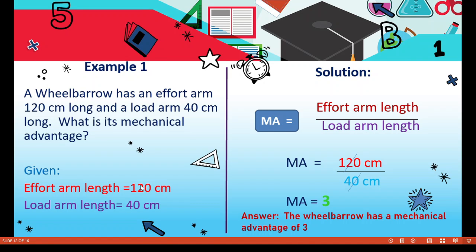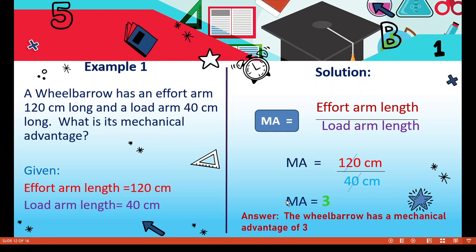Effort arm is 120 centimeter and load arm is 40 centimeter. So the formula for mechanical advantage, MA, is equal to effort arm by load arm. So effort arm 120 centimeter, load arm 40 centimeter. So the 0s will get cancelled. 1 4 is 4, 3 4s are 12. So 12 by 4 equals 3. So mechanical advantage is equal to 3.